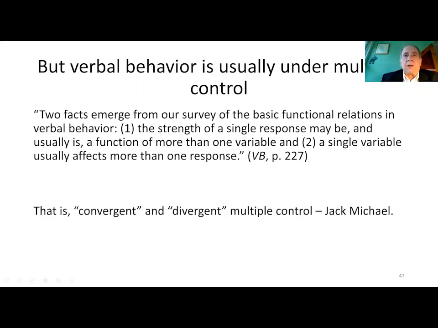We call these convergent and divergent multiple control. And these are Jack Michael's terms for this. These are not Skinner's terms. Skinner came up with the division into these 2 types of control, but Jack Michael gave them names. Jack Michael is an elder statesman in the field. Convergent multiple control is the name we give to multiple stimuli controlling a common response.